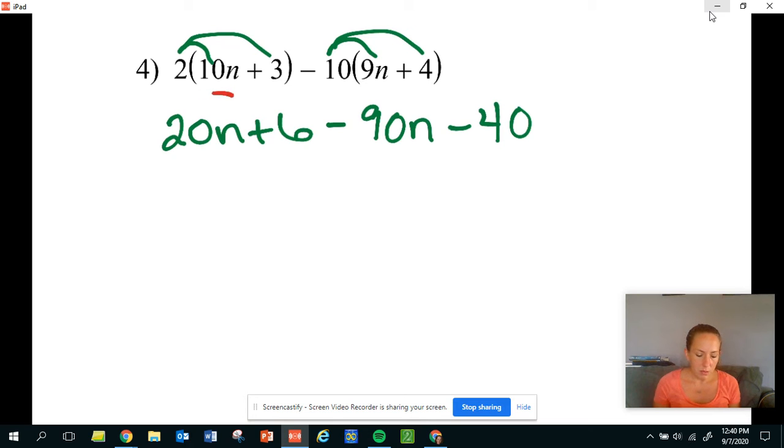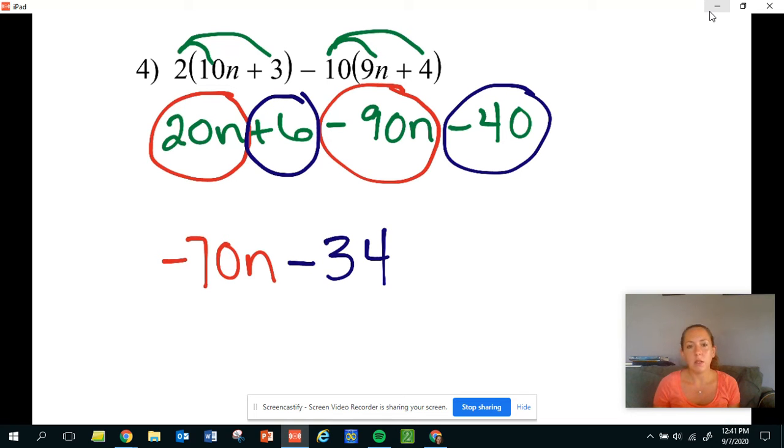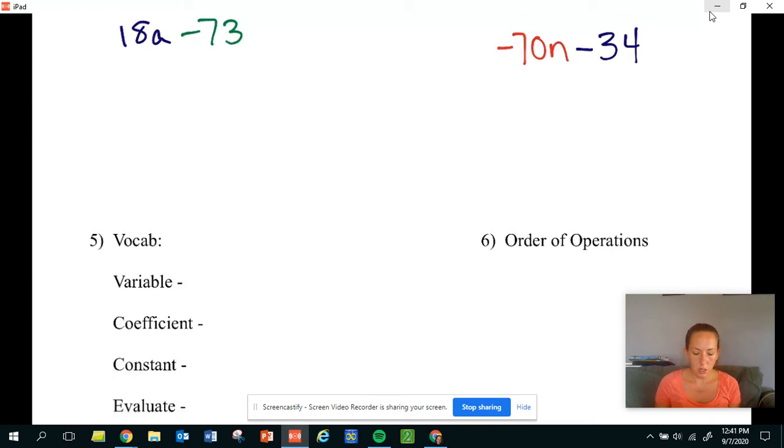So now I want to combine like terms, so my n's will go together. So 20 plus -90 will give me -70, and the n doesn't change. And then last I have my 6 and my -40, and I add those together to get -34. So that's the review of what we were doing before.